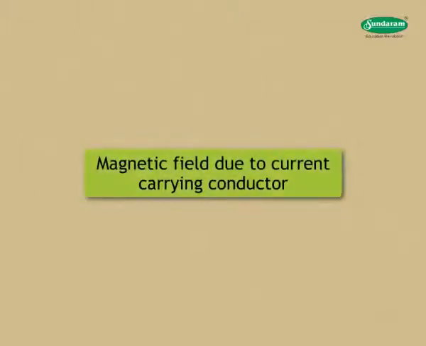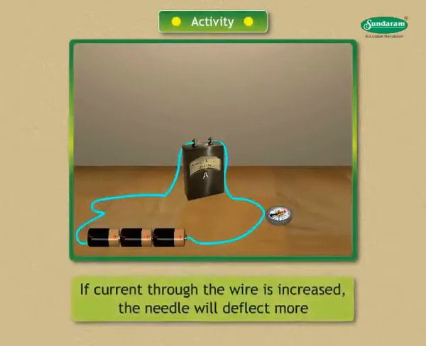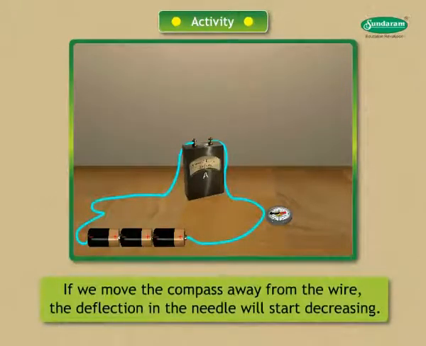Let us see about magnetic field due to current carrying conductor. In the above activity, if we increase the current through the wire, the needle will deflect more, and if we move the compass away from the wire, the deflection in the needle will start decreasing.